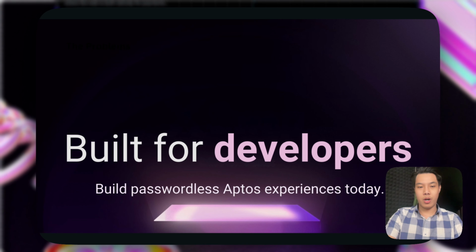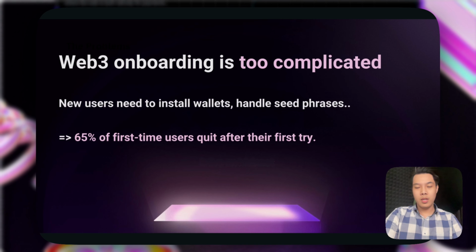So just TLDR, what we wanted to do is build an SDK for developers to ideally help onboard traditional users similar to our Web2 apps. The problem we started seeing is that Web2 to Web3 onboarding is too complicated. Often, the knowledge gap required for users is much more than Web2, and they need to do a lot of executive work, like installing a wallet and memorizing a seed phrase. What we found out is 65% of first-time users quit after their first trial.